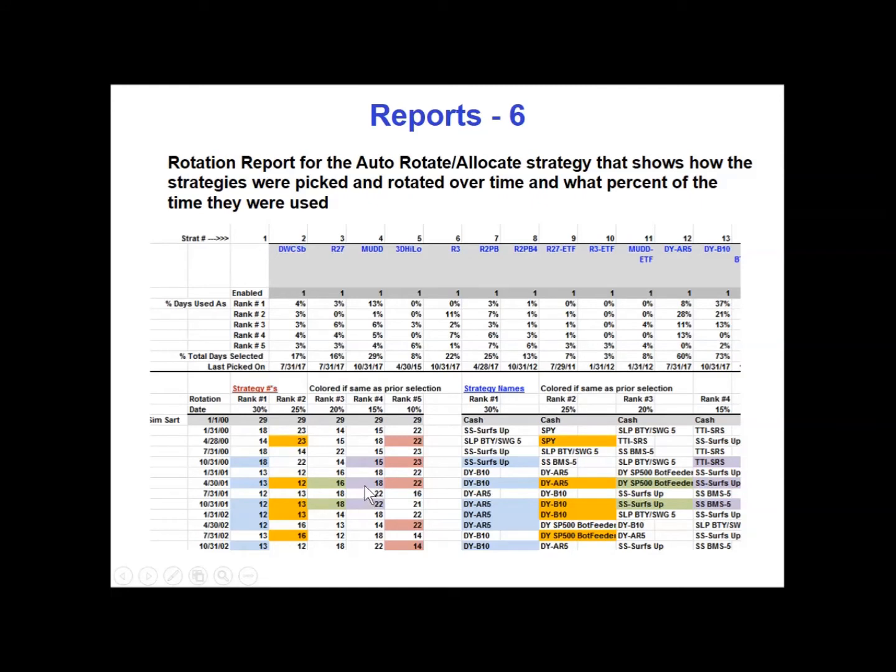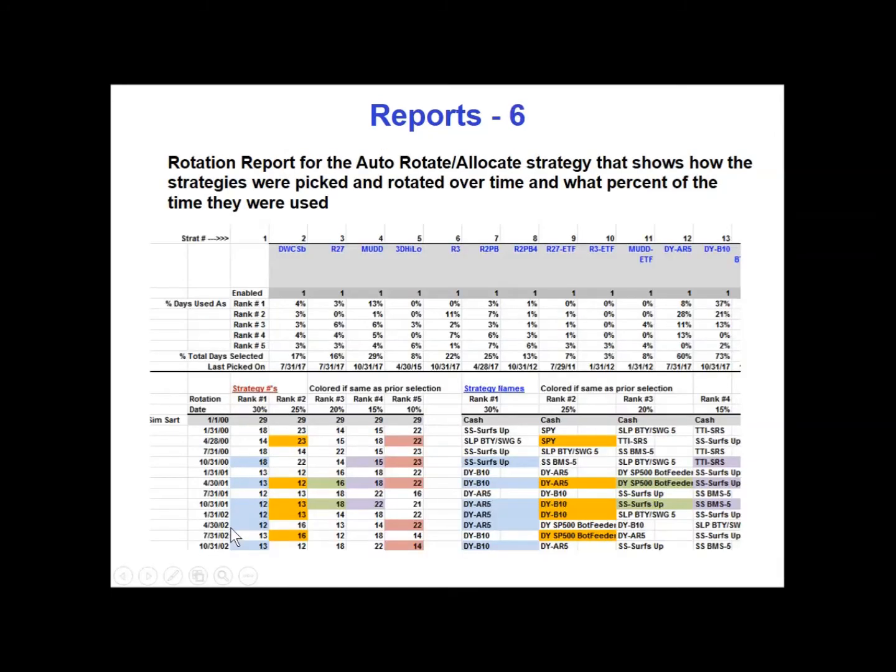Now, if you're using the auto rotate, there's a whole sheet for that that gives a report showing how the strategies were picked and rotated over time. So we've got all the list up here. I'm repeating what I showed you before on the portfolio sheet. It shows when it was last picked. And then it goes down here. These two areas are basically the same. This shows the rotation date.